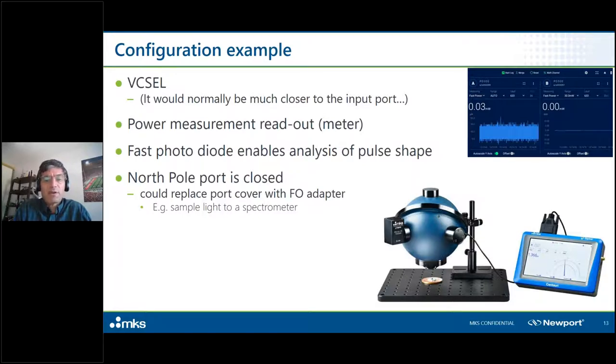There's a fast photodiode here on a separate port that's used to look at the temporal pulse shape of the VCSEL. And in this particular example, the North Pole port is closed. However, you could add a tap there that would tap out some of the light, which you could send to, say, a spectrometer if you wanted to look at the spectrum of the laser, or if there are some other characteristics you wanted to look at, you could tap out a little piece of that beam and analyze it. So integrating spheres are fairly handy because, because of the nature of the way they work, they allow you to do multiple tests in a single test station.